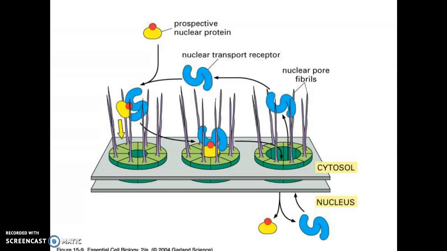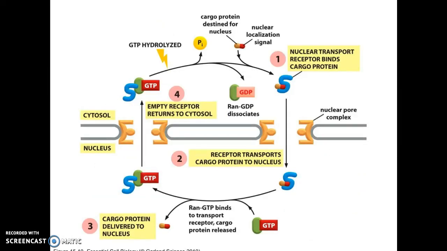They decide whether something enters or not, and the only way that something can enter into the nucleus is if it is attached to a transporter protein. So there's a nuclear transporter, and it recognizes some sequence on the protein that it is transporting, the cargo. And this whole process is highly regulated.